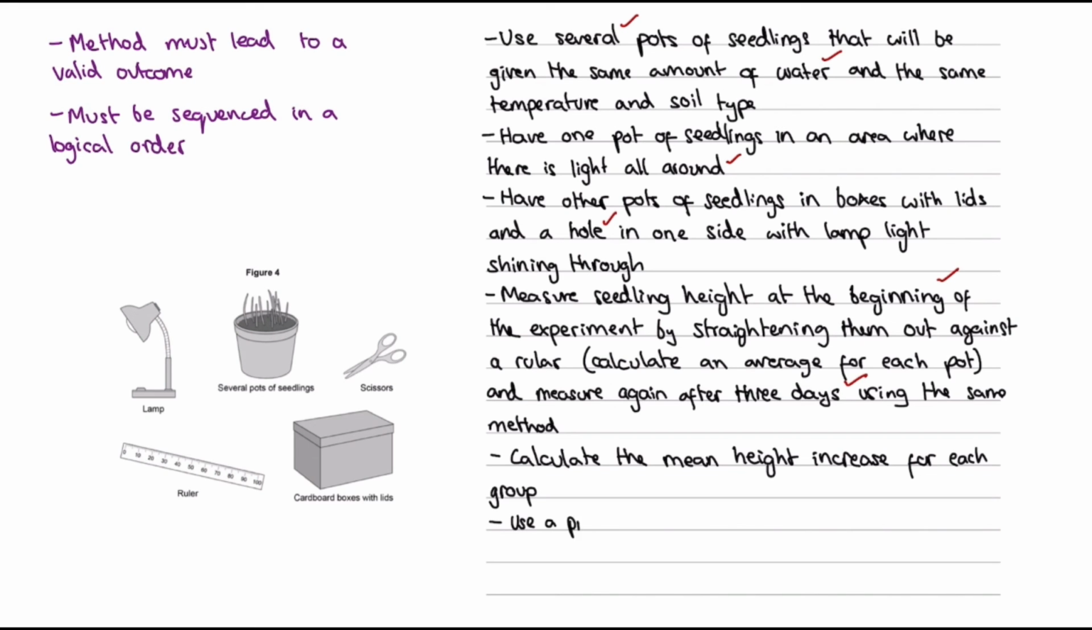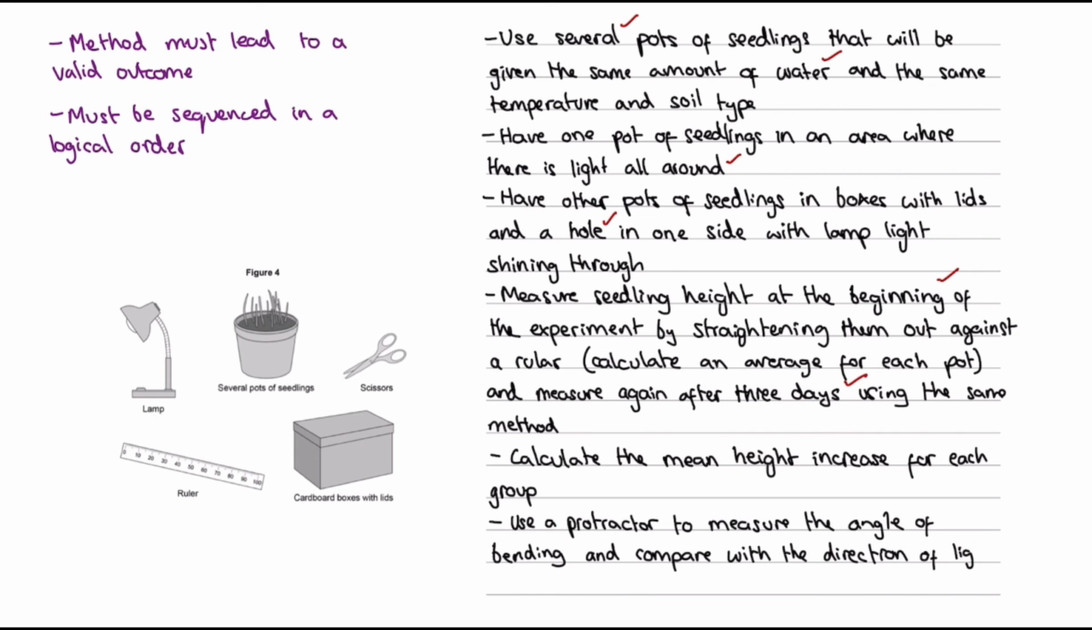Now we're trying to measure the tropisms, and so what you can do is take a protractor and measure the angle of bending of the plant, because if you've got a cardboard box that has a hole in a specific side, the plant is likely to bend towards it, and you can measure how close that angle of bending is to the direction of light entry and see if there's a correlation. So this is how you get your mark for a valid outcome.